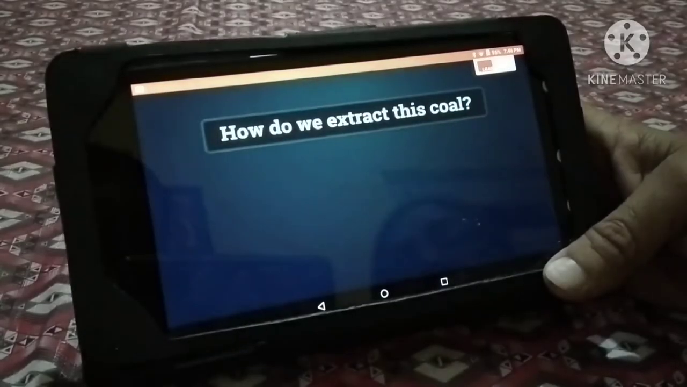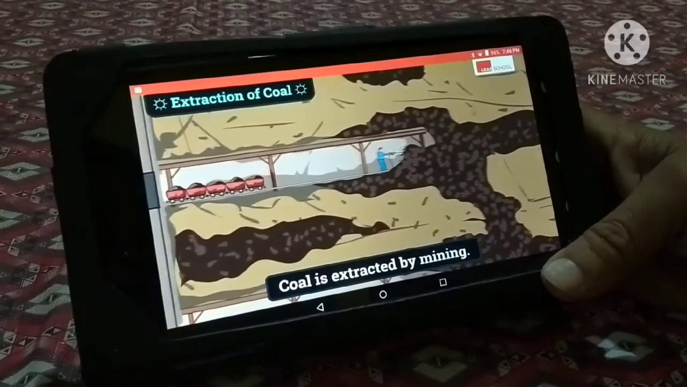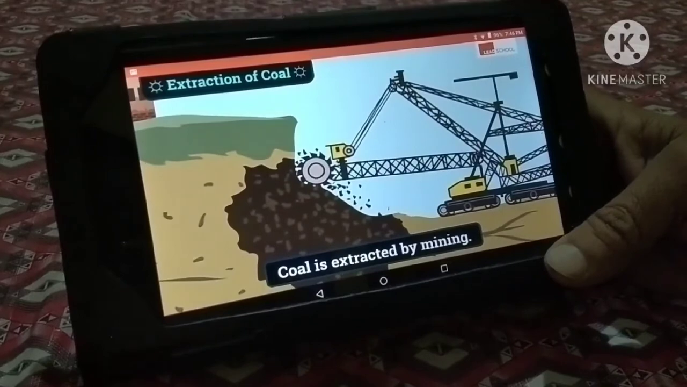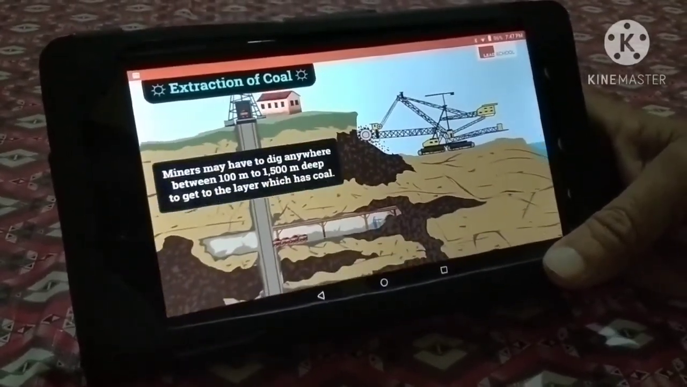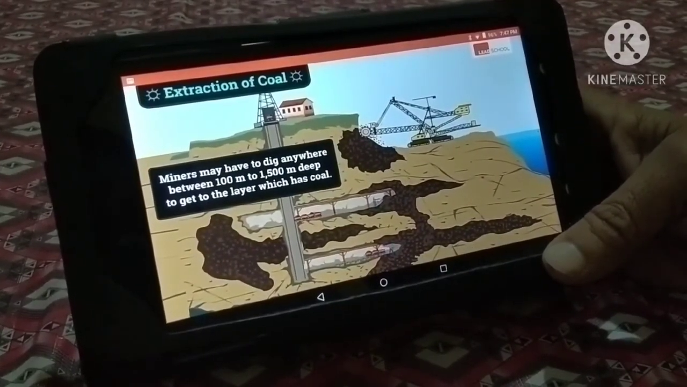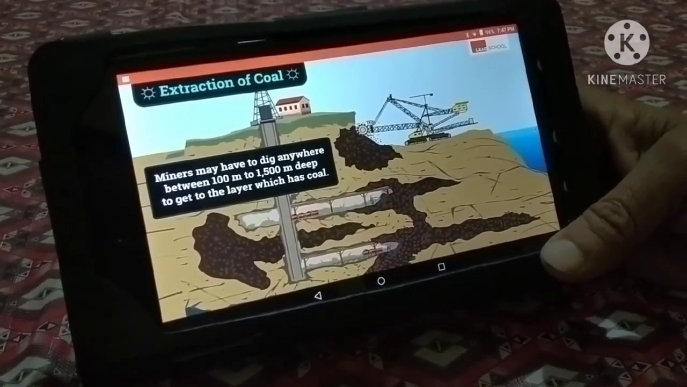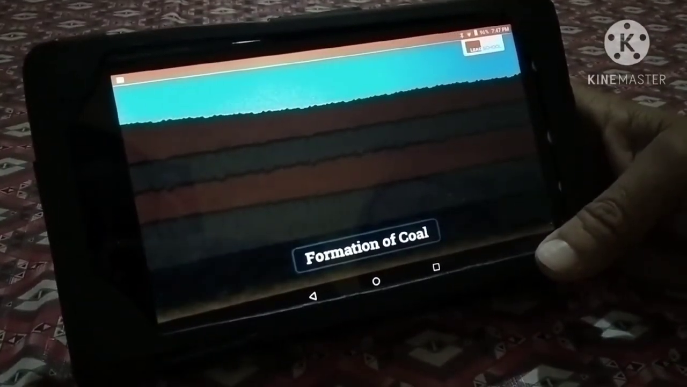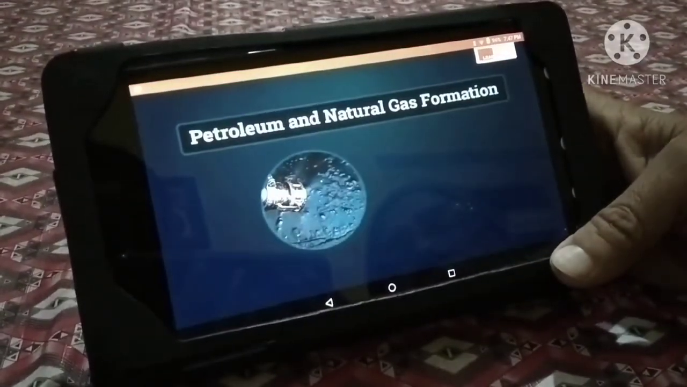Now, how do we extract this coal? In order to extract coal, we need to dig it out or mine it by using machines to get under all the layers of the soil and rocks above it. The miners may have to dig anywhere between 100-meter to 1500-meter deep to get to the layer which has coal. We saw how coal is formed and extracted. Now, let's see how petroleum and natural gas were formed.